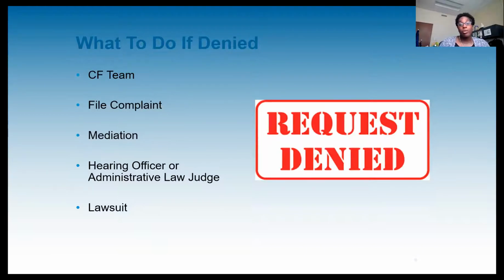you would be asking for a mediation. If the mediation does not work, you can also ask to have your case heard by a hearing officer or administrative law judge. And if that does not work, you can also go to a lawsuit. And the lawsuit can sometimes be a little bit more challenging, potentially a little bit more expensive. It really just depends. But those would be the steps if you were denied.